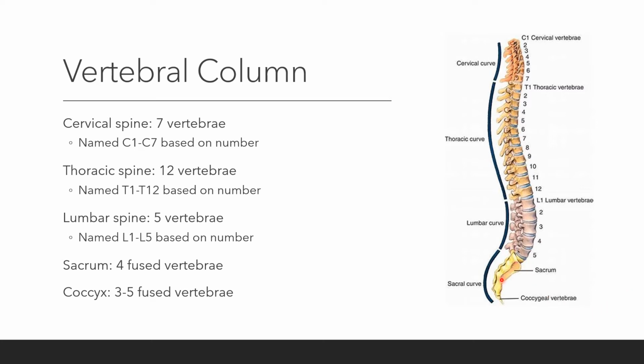Then you have your sacrum. The sacrum is actually the fusion of 4 vertebrae, but these 4 vertebrae have formed 1 bone. The coccyx, which is here, is composed of 3 to 5 fused vertebrae.